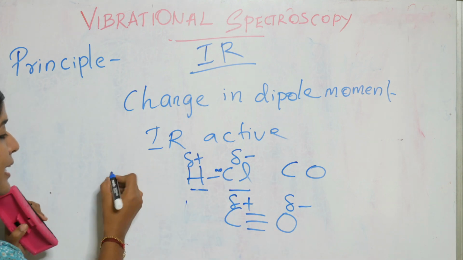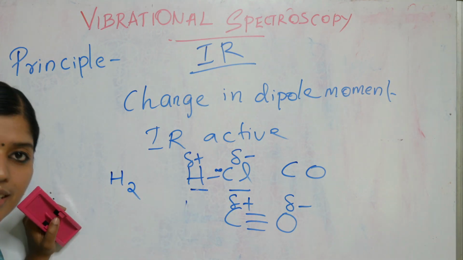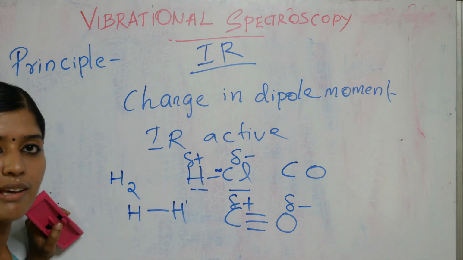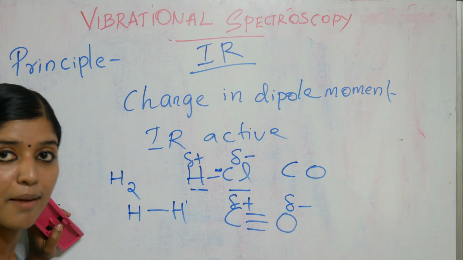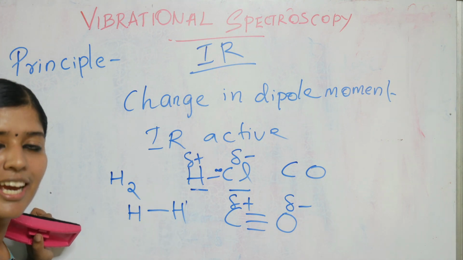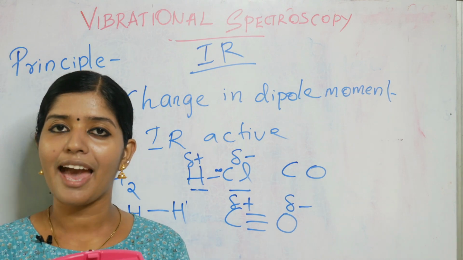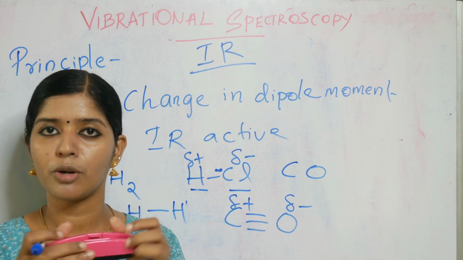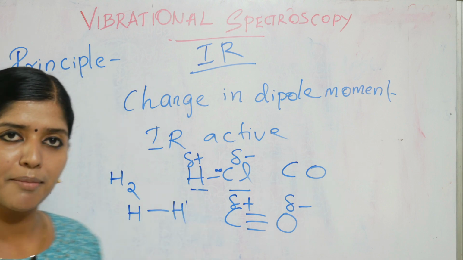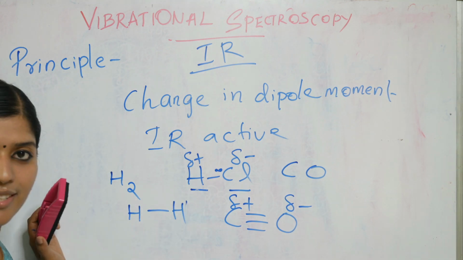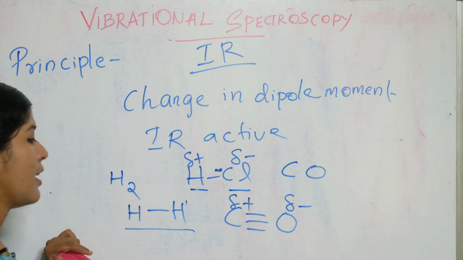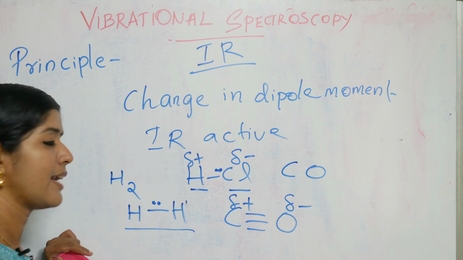But if I write the molecule H2, is it IR active? H2 means H single bond H. Both are the same atoms, so there won't be any charge separation. In the tug of war game, if you have equally fat persons on both sides, nothing will happen. They can't move the rope to either side. Same case here, both are hydrogens. They cannot pull electrons from one hydrogen to another, so the electrons will be at the center position only.